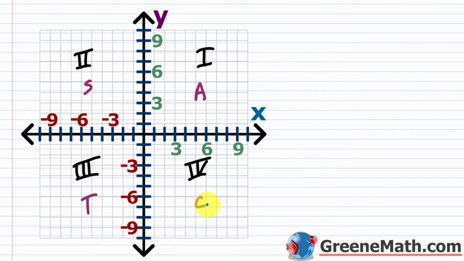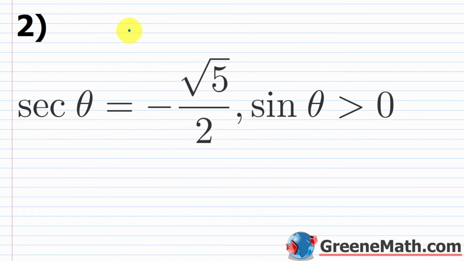Well, that happens in quadrants 2 and 3. And if the sine of theta is positive, where does that happen? Well, that happens in quadrants 1 and 2. So again, putting those two pieces of information together, that tells you your angle theta is going to lie in quadrant 2. So coming back down, we would say that theta is in quadrant 2. So now that we have that piece of information, we know that the x values are going to be negative and the y values are going to be positive.